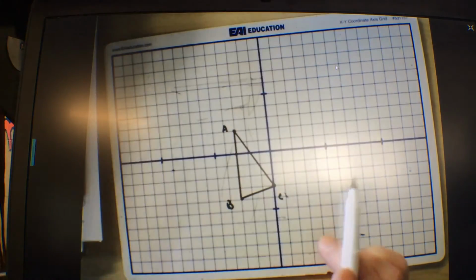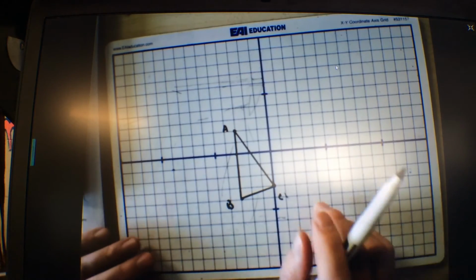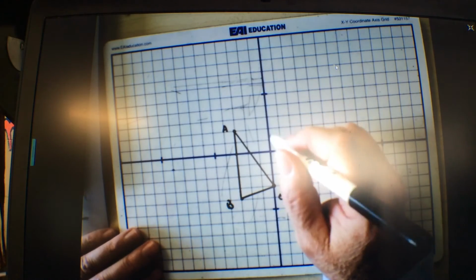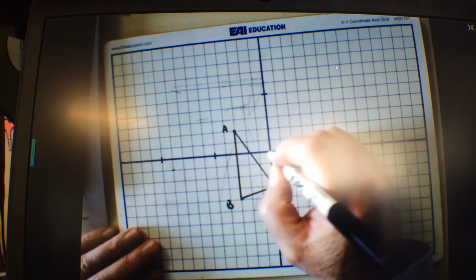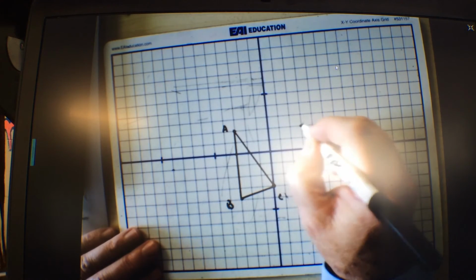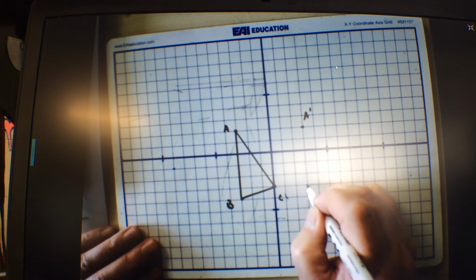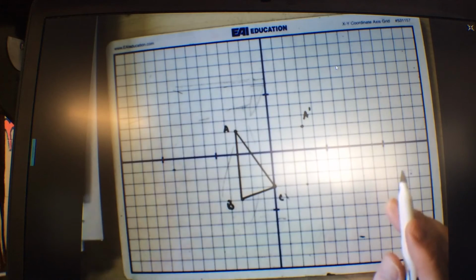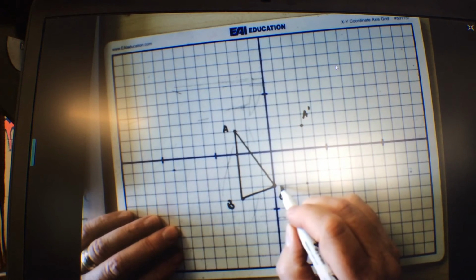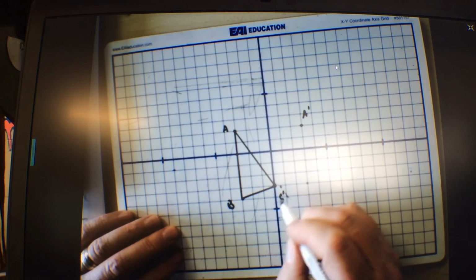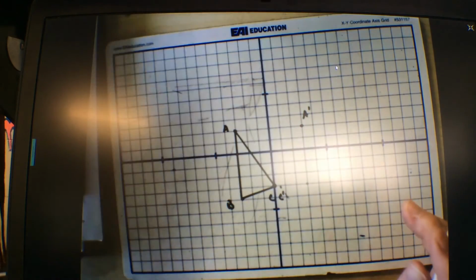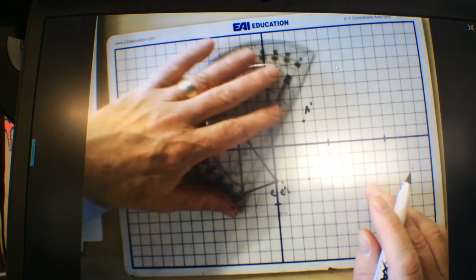Okay, so there's the original triangle. And now A prime, remember we're reflecting over the y-axis, so A prime is 3, 2. Okay, and B prime is 3 and negative 4, and then C is the other one. C and C prime are the same. Oops. C prime and C. It's right like that.